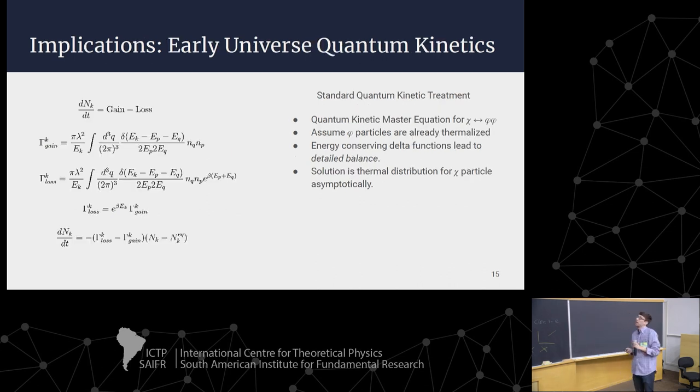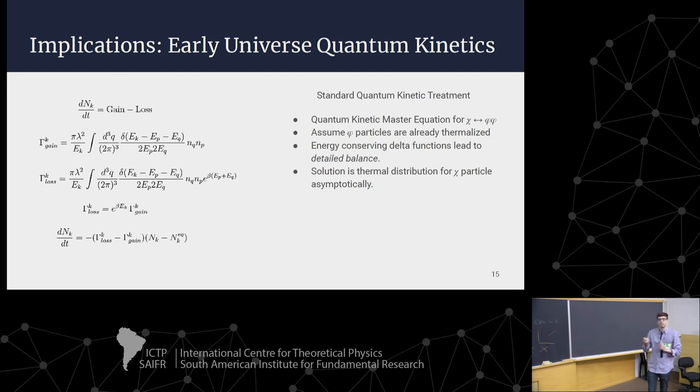Another place this could show up is in the physics of the early universe, in quantum kinetics. Over here, what I've written down is the basic quantum kinetic calculation that one does when you're dealing with some particle, in this case chi, that is talking to these phi particles, and these phi particles are already thermalized, and you want the chi particle to enter into a thermal distribution, to thermalize with this bath. If you assume that the phis are already thermalized, you can write down the quantum kinetic master equation, which is a gain term minus a loss term.